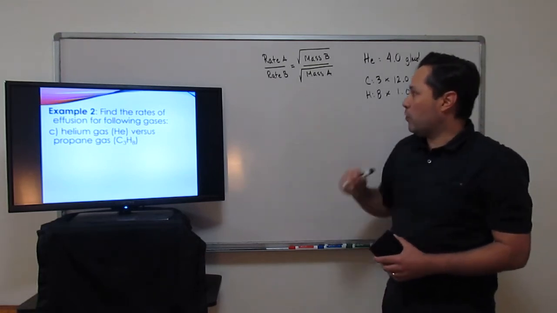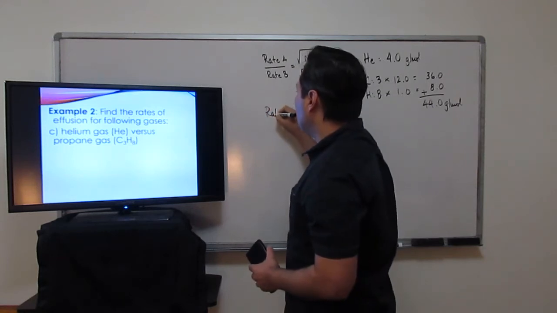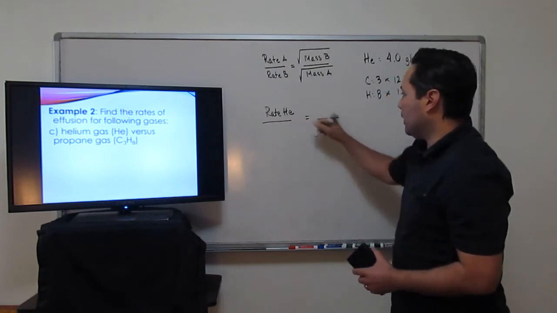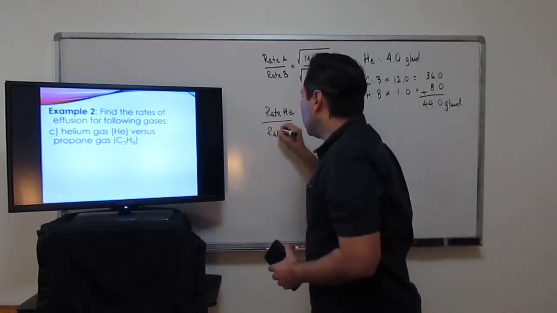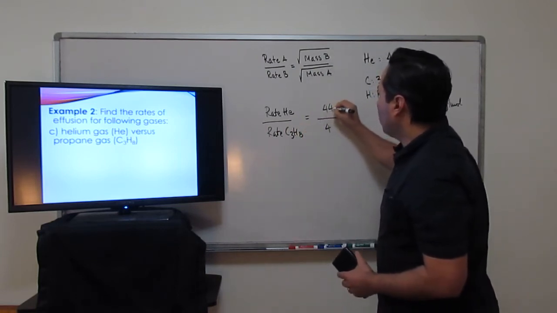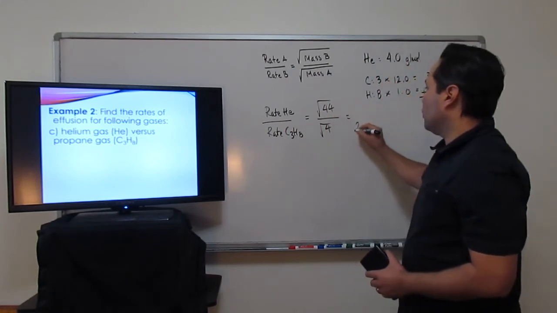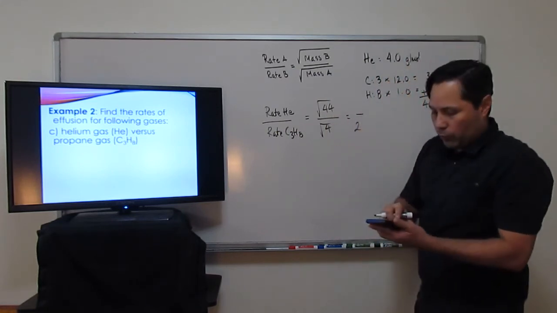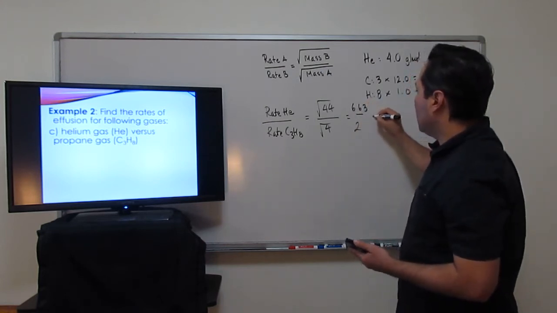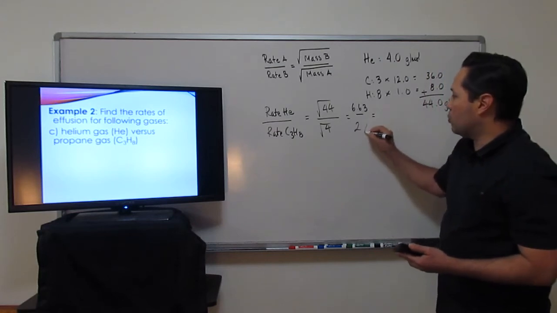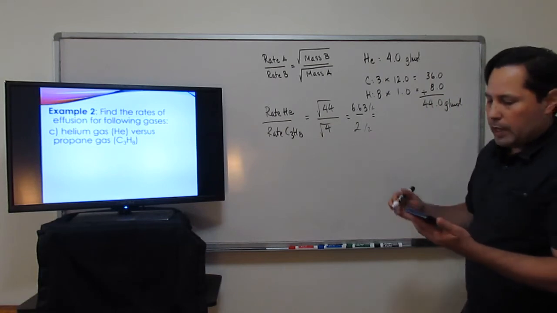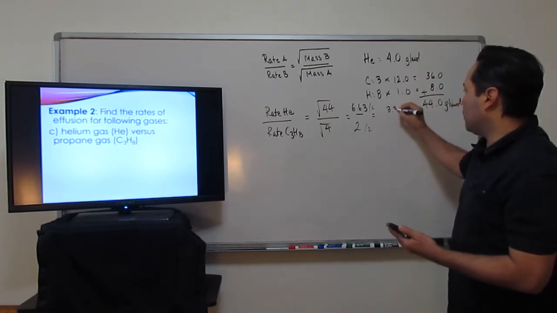Now again, we put them into the formula. The rate of helium, molar mass of helium is 4, again I crisscross them. The rate of propane, C3H8, molar mass is 44. I square root each one of these. Square root of 4 is 2, square root of 44 gives me 6.63. Now I'm going to divide both sides by 2 just to simplify it a bit, and we get, rounded off slightly, 3.32 over 1.